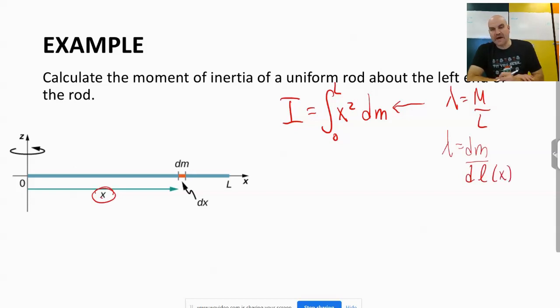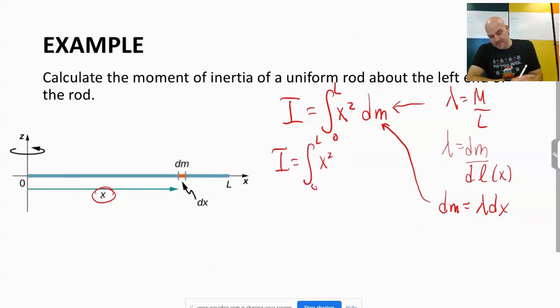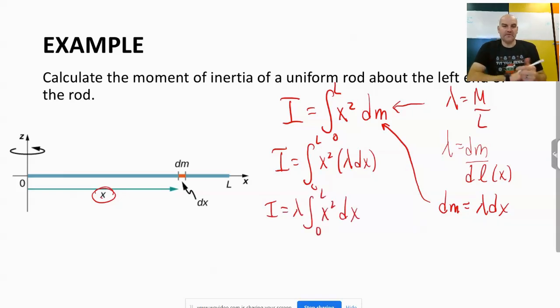In fact, for this problem, we're going to call it x. So I'm going to solve dm equals lambda dx, just like we did with center of mass, and plug it in there. And so I'm going to say I equals the integral from 0 to L of x squared. Now instead of it being dm, I'm going to say lambda dx. But lambda, again, is a constant, so I can pull that out.